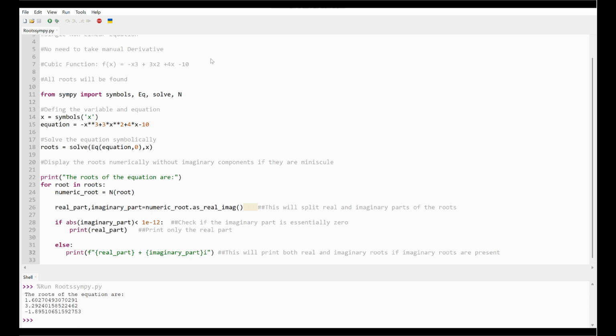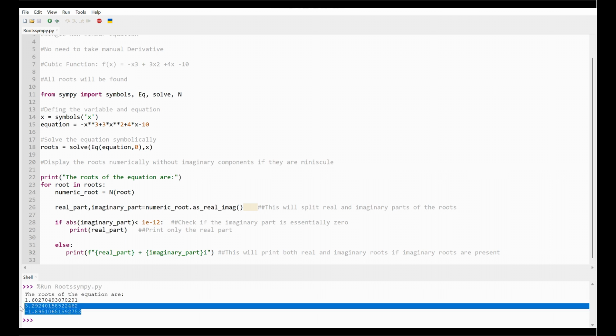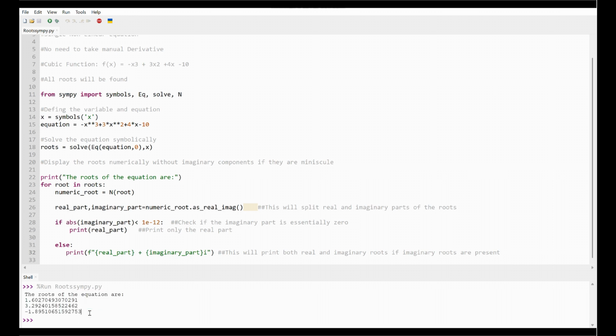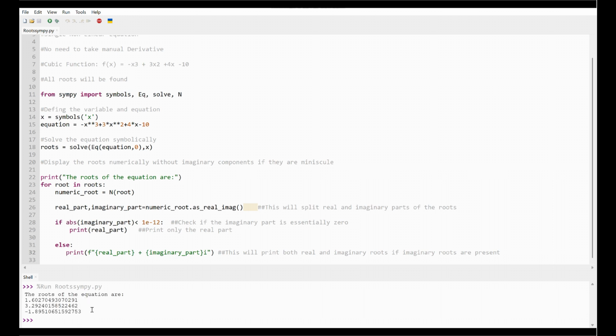The roots of the equation are, all three roots have been found: 1.6, 3.29 and minus 1.89, and these were the roots that we got with our Newton Raphson code. With the Newton Raphson code in Python, we had to code the entire method and run a loop to find the roots. Over here with SymPy, we just have to call that function, and it does the rest for you. You just have to give it the equation. No need to find the derivative and then put the derivative in the code. Just give it the equation and it will solve it itself.